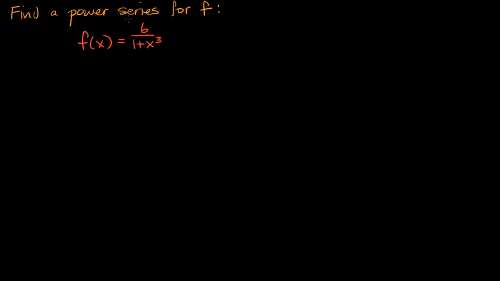We're asked to find a power series for f, and they've given us f of x is equal to 6 over 1 plus x to the third power. Now, since they're letting us pick which power series, you might say, well, let me just find the Maclaurin series, because the Maclaurin series tends to be the simplest to find because we're centered at 0.